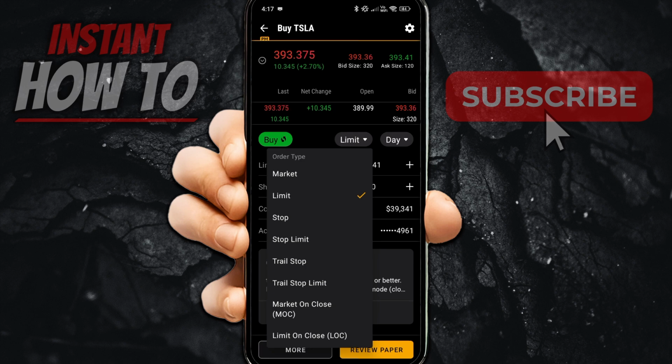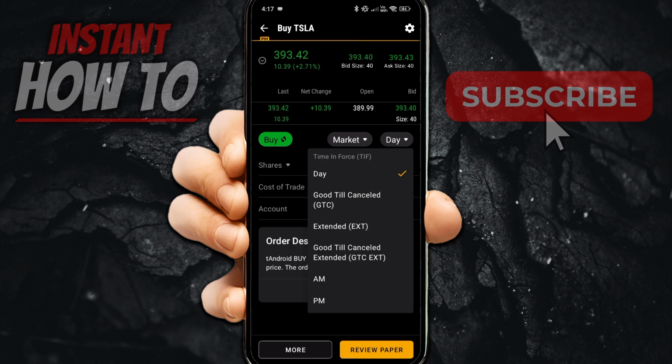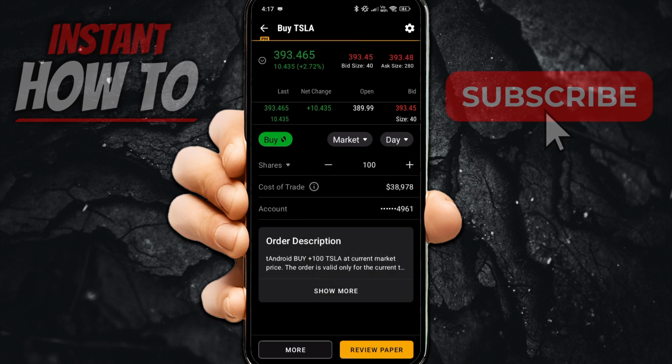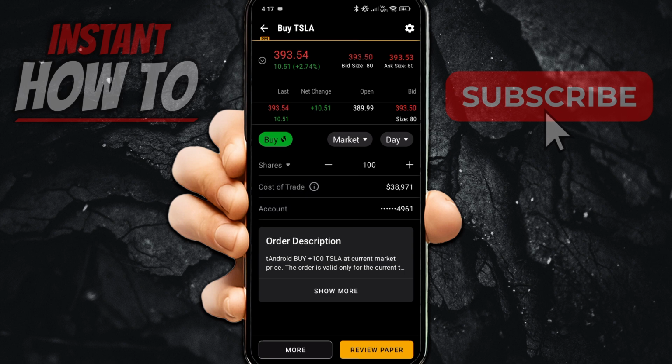Of course, I'm going to go with market right now, and then you can also select time in force. It could be day, it can be GTC, EXT, or any of the other ones as well, up to you. Whenever you select the amount of either shares here, or percent of position, or dollar amount, you can then see the cost of your trade, and you can also see the account you're currently doing this on. You can also tap on show more at the bottom and read about your order description, and if you are ready, you can just press review at the bottom right.